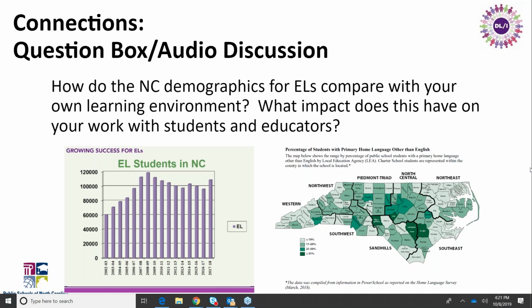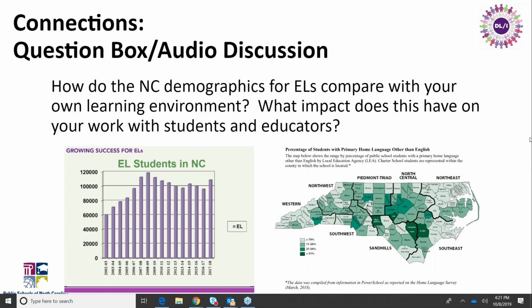I think these maps, and I only put one of them on the slide, are very telling. They're called heat maps, and when you look at where the heat is, or where the larger concentrations are across the state, and when you compare those two maps, sometimes you'll see that there may be a larger number in one area, but a larger percentage in another area of students with diverse languages.